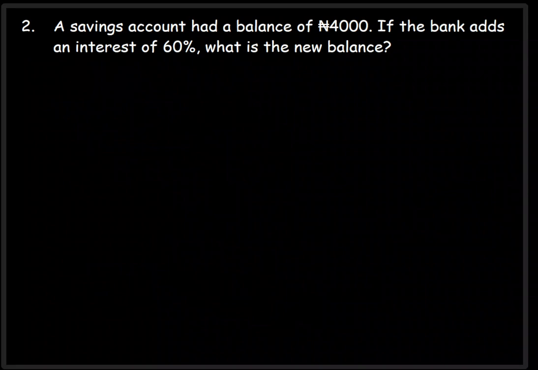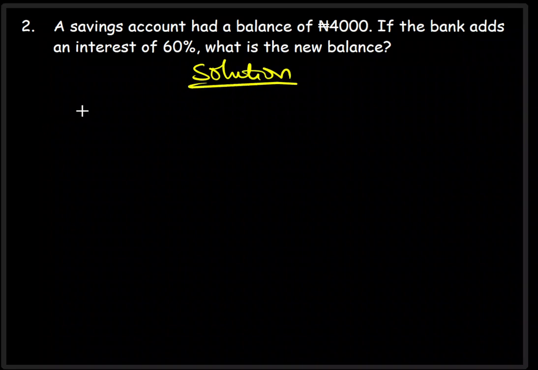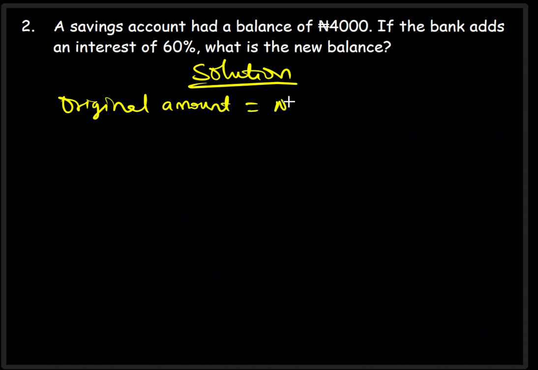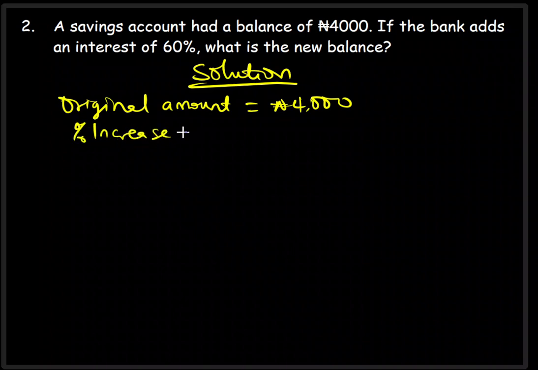So take note, the new amount is the original quantity plus the increment, if it's an increment. Okay, number two: a savings account had a balance of 4,000 naira. If the bank adds an interest of 60%, what is the new balance? The balance is the original amount, equal to 4,000 naira. The interest will come in as the percentage increase, which equals 60%.